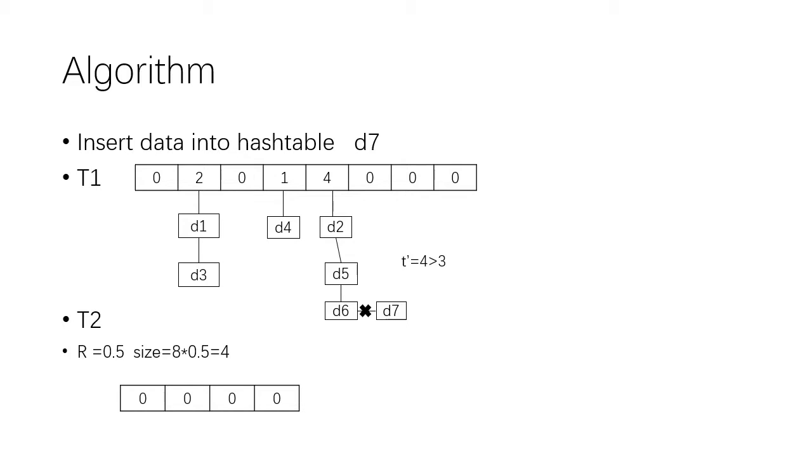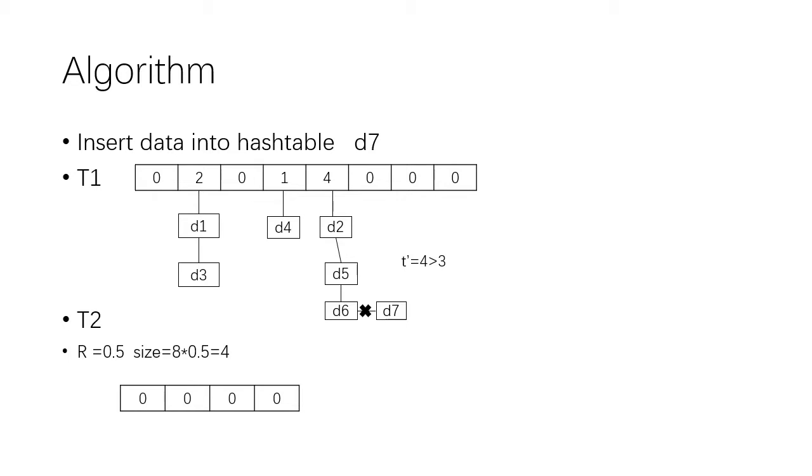Assume now we need to insert D7 into our hash table. Assume that D7 is mapped to index 4 in our T1 table. Here we have D2, D5, D6, D7 now. So remember we said our threshold T is equal to 3. And so now we cannot insert into this corresponding location because this changes the value to 4.